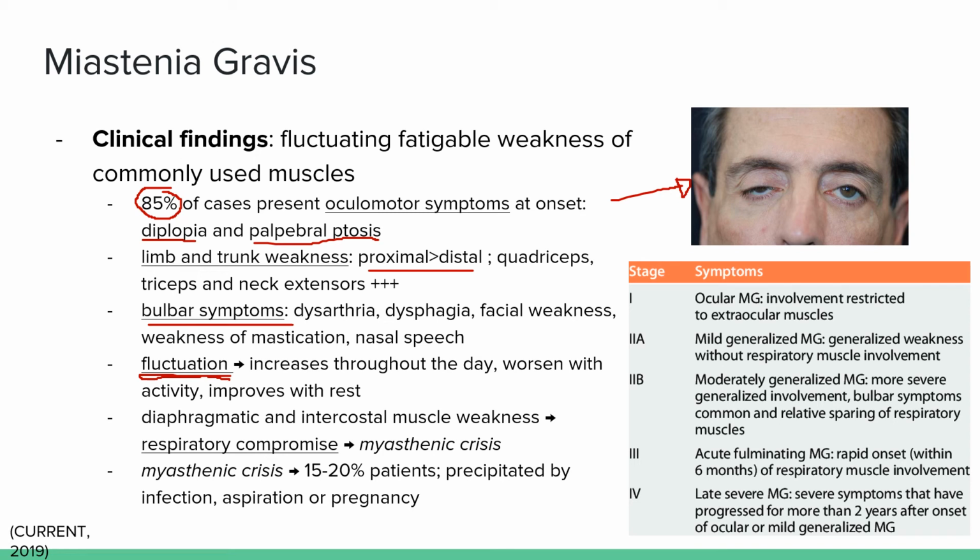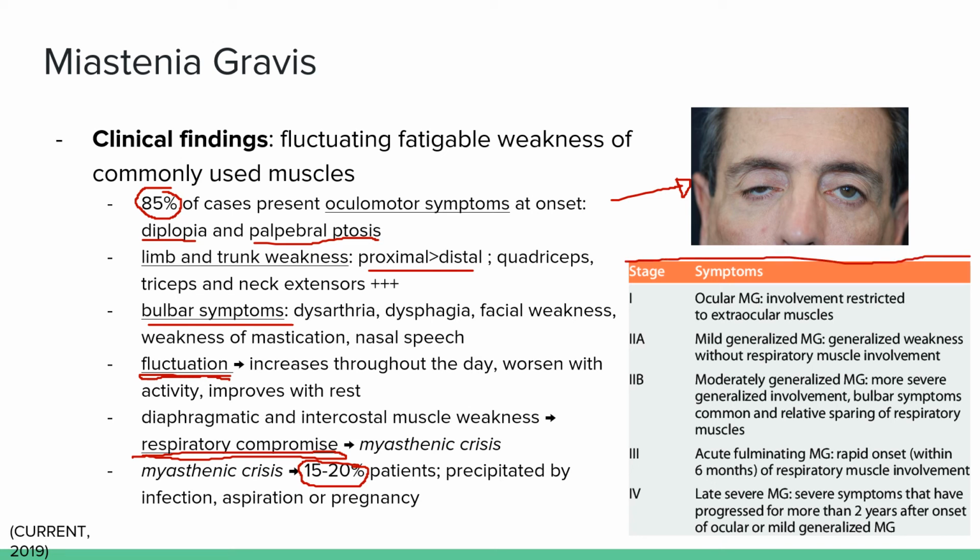When there is diaphragmatic and intercostal muscle weakness, we expect to find respiratory compromise, and this is also known as a myasthenic crisis. And this crisis is present in up to 15 to 20% of patients, and is usually precipitated by infection, aspiration, or pregnancy.